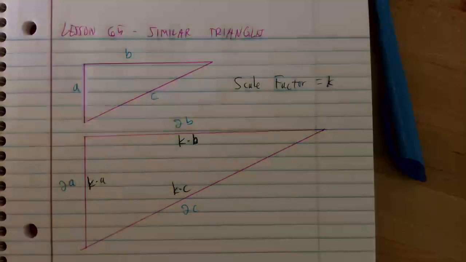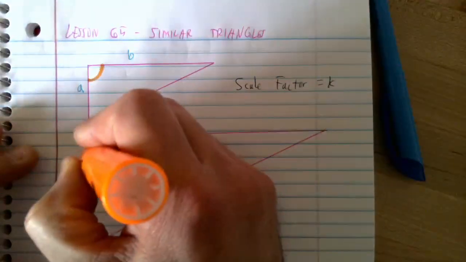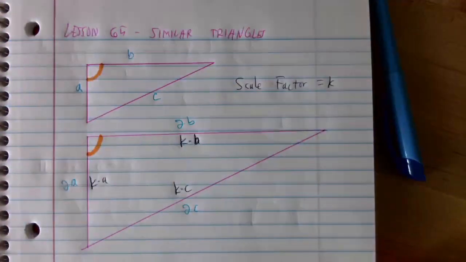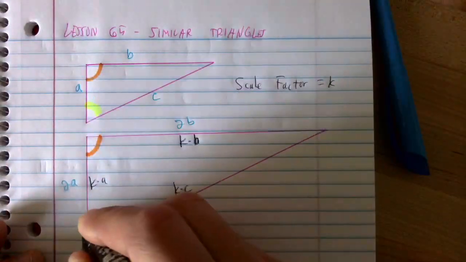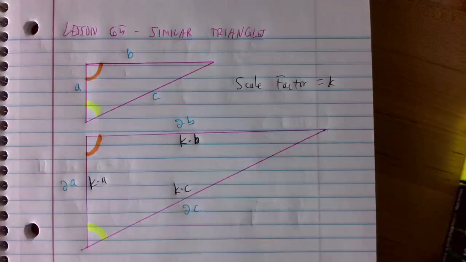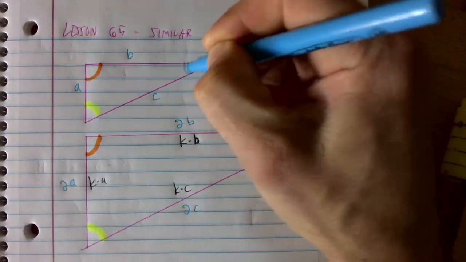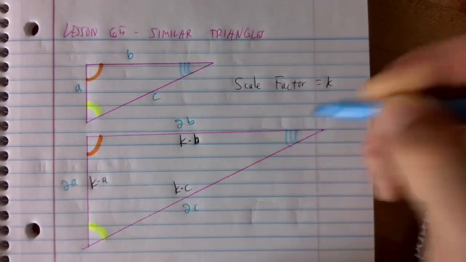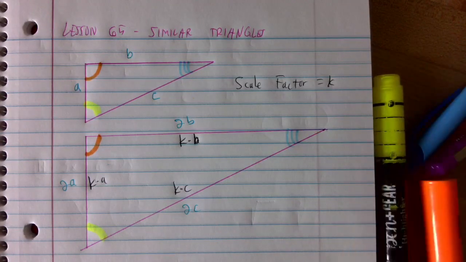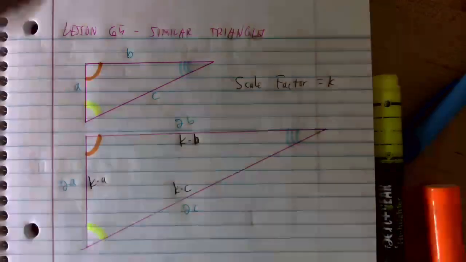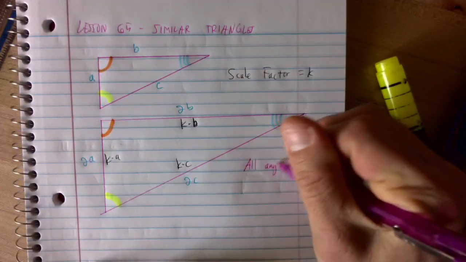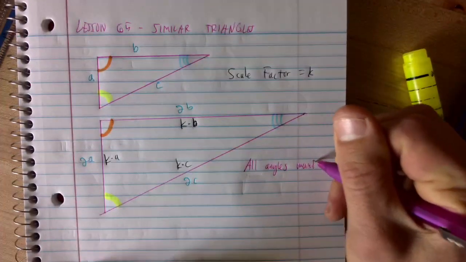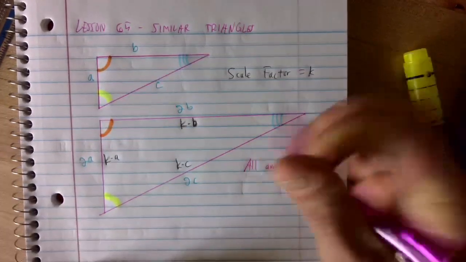The other thing that is preserved, that means maintained, are the angle sizes. So I'm going to do that one in orange. We'll do this one in yellow. This is why colors are helpful. We'll do this one in blue. So the angles all maintain the same value when the triangles are similar.